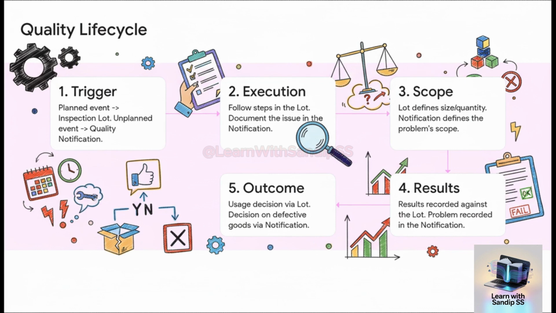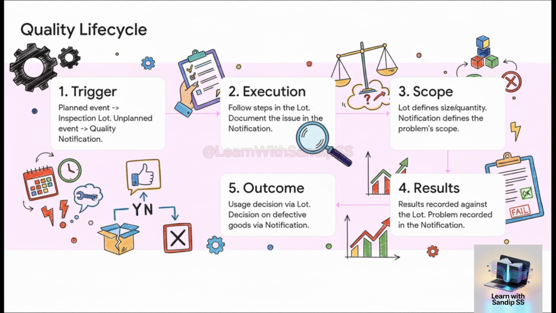Second, execution. With a lot, you follow a set of predefined steps. With a notification, you document the specific issue. Third, the scope. A lot tells you the exact quantity to inspect. A notification is all about defining the scope of the problem itself. Fourth, the results. For a lot, you record actual measurement results. For a notification, you're recording your analysis of the problem.